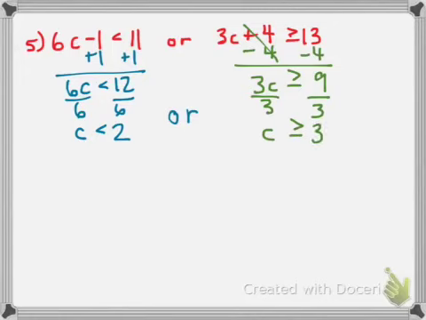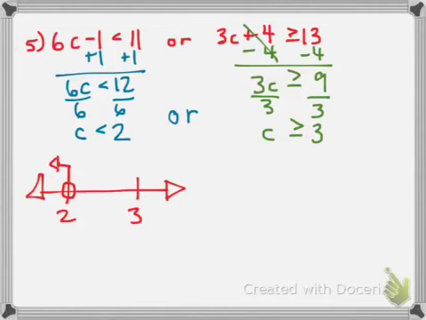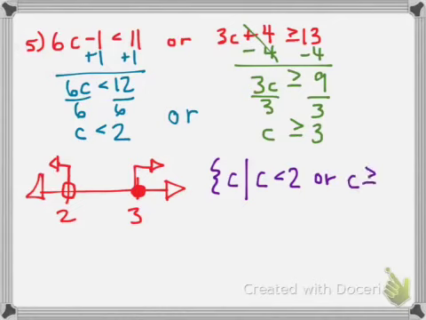So when I graph them, I have 2 and then I have 3. I have an open circle at 2, and c is less than 2, so my arrow goes that way. And then c is greater than or equal to 3, so I have a closed circle. When I write it using set notation, I have c such that c is less than 2 or c is greater than or equal to 3.